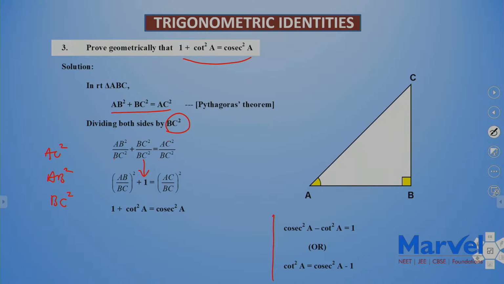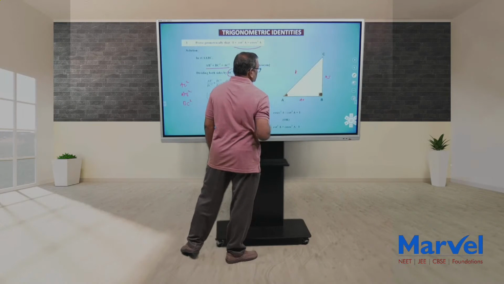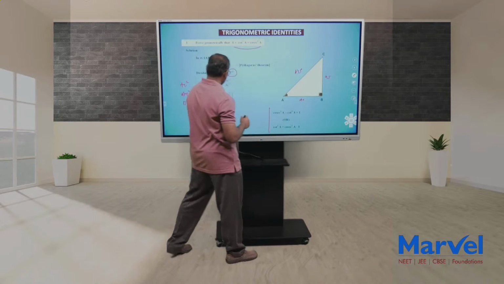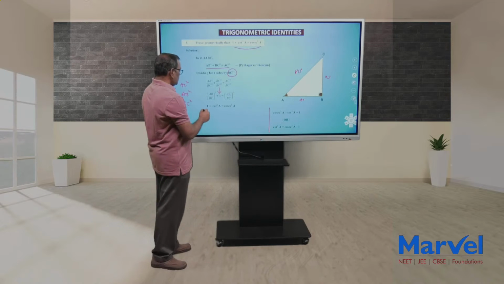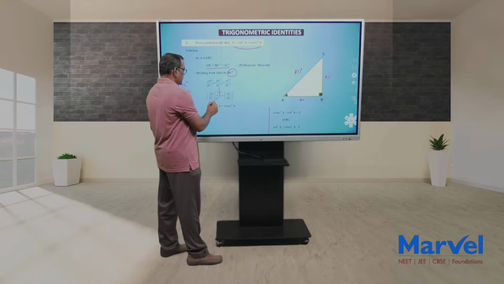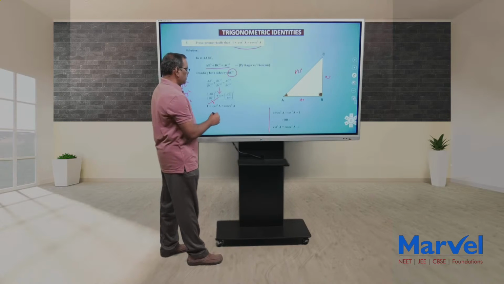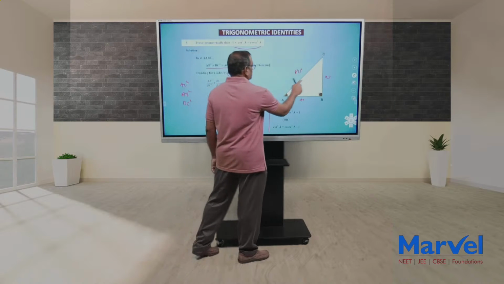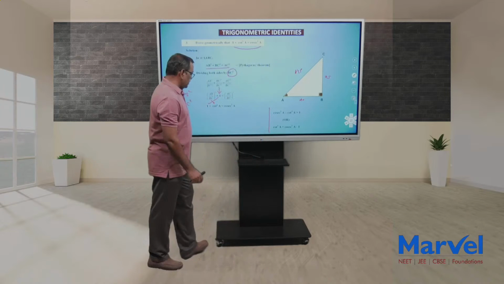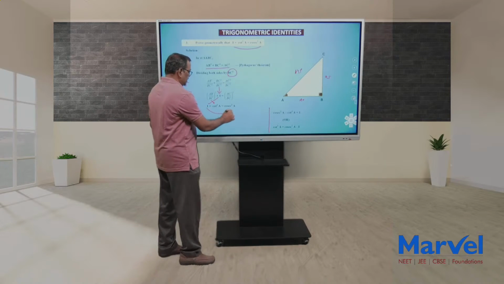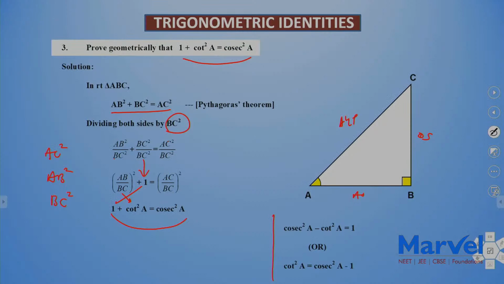AB by BC is adjacent side by opposite side, so AB by BC is cot A, cot square A plus 1 equal to AC by BC, hypotenuse by opposite, that is cosecant A, cosecant square A. So the third identity is 1 plus cot square A equal to cosecant square A. Now two important results from this identity: cosecant square A minus cot square A equal to 1, or cot square A equal to cosecant square A minus 1.